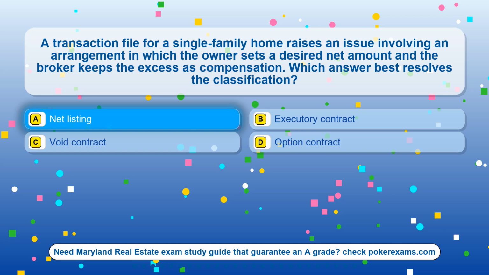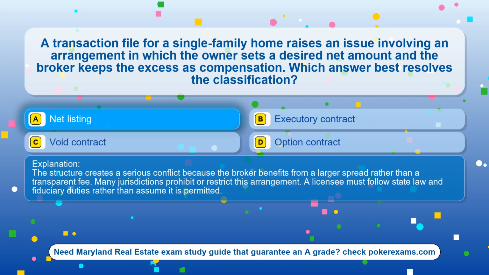The correct answer is option A, net listing. The structure creates a serious conflict because the broker benefits from a larger spread rather than a transparent fee. Many jurisdictions prohibit or restrict this arrangement. A licensee must follow state law and fiduciary duties rather than assume it is permitted.